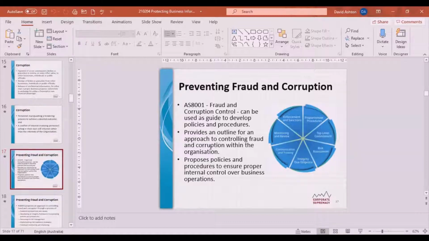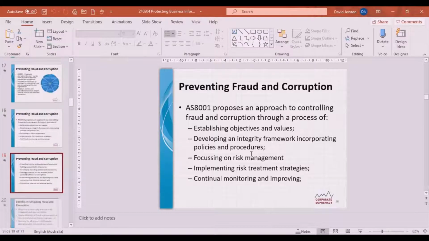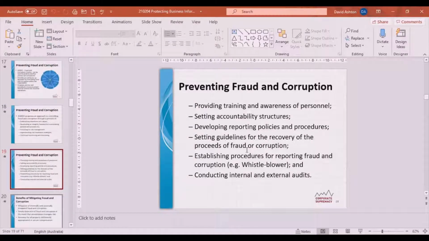And there's actually an Australian standard, the AS 8001 suite, which proposes an approach to controlling fraud and corruption through a process of establishing objectives, values, all the things we want to focus on: risk, treatment plan, monitoring, improvement, training, and the like. Importantly, it also involves establishing a procedure for reporting fraud and corruption, so looking at whistleblowers, so that employees in your business are comfortable reporting incidences of fraud and corruption and having them dealt with without impacting the person who has been honest enough to report it.